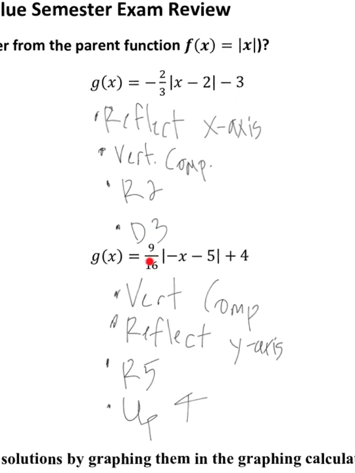The 9/16 made it vertically compress. The negative x made it reflect over the y-axis. The -5 made it go right 5. And the +4 on the outside made it go up 4.